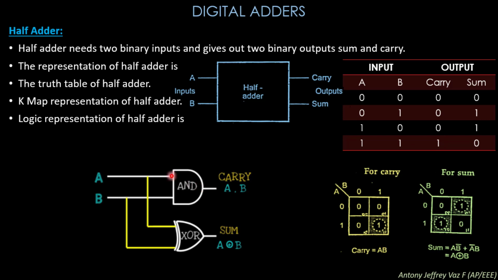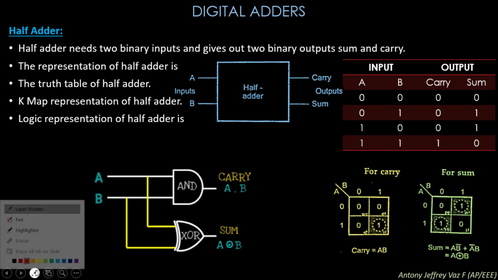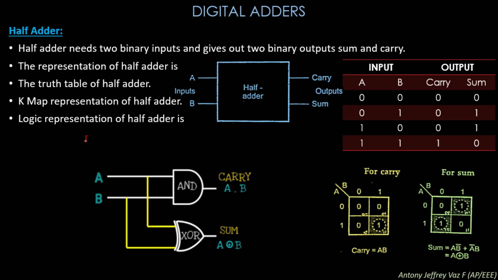So you have to draw an AND gate like this. These are the two inputs A and B. After drawing this, you will get the output AB, which gives the value of carry. Next, the next step.